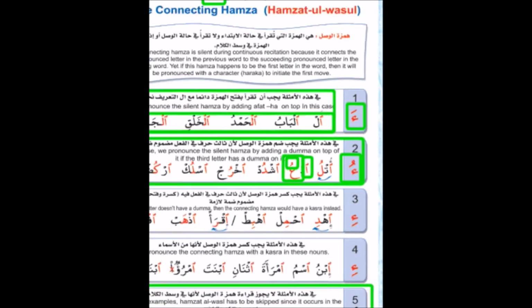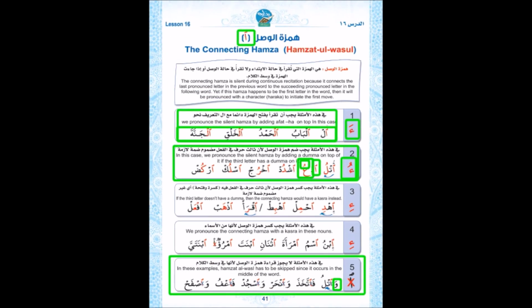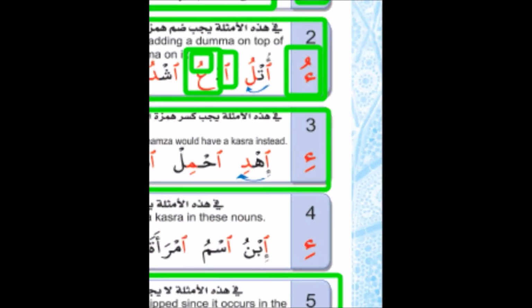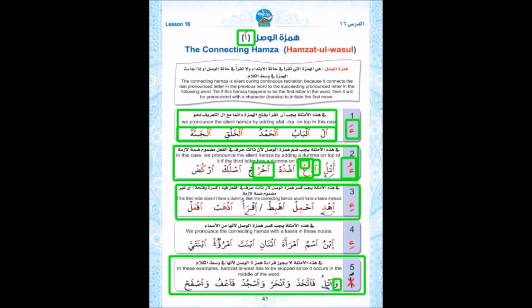So the student can get used to this rule by practicing, always referring to the third letter, which is in red, and then deciding how to read the hamzat al-wasl. The third case is similar. It has the same first letter to third letter rule. If the third letter has a kasra or a fatha, then we will read the hamza with kasra. So ihdi and iqra.